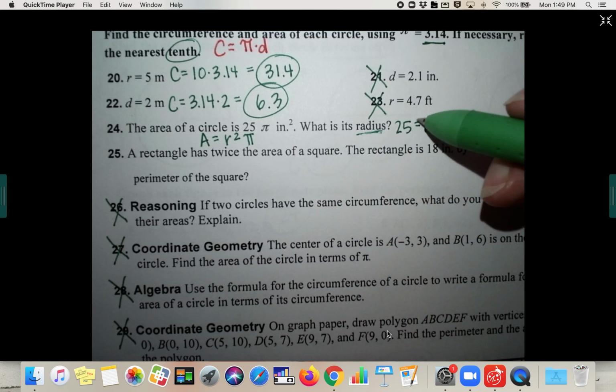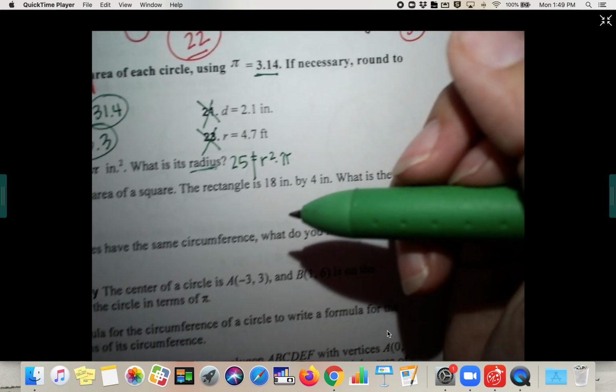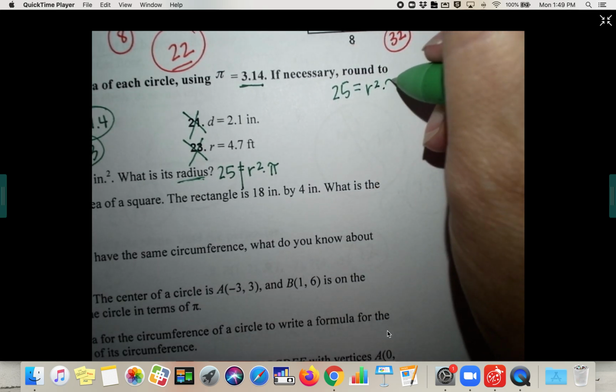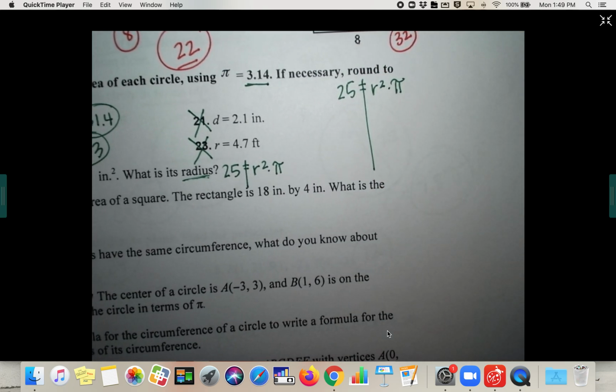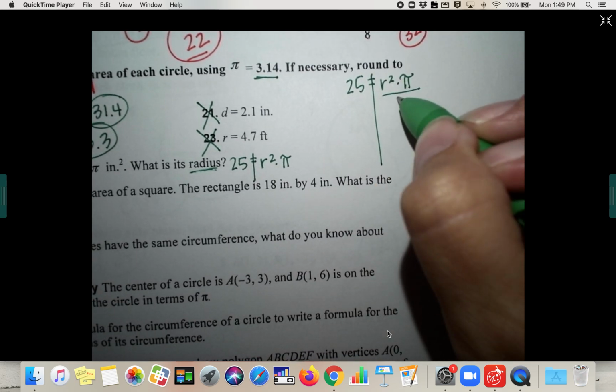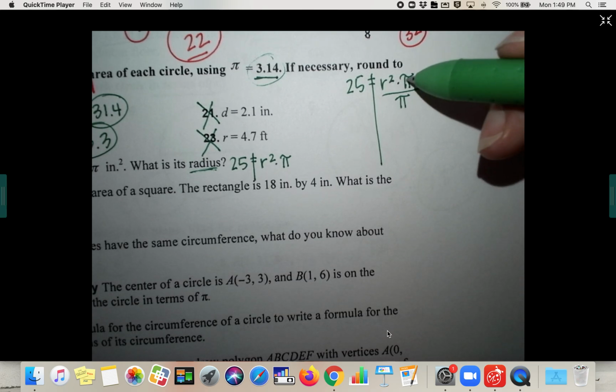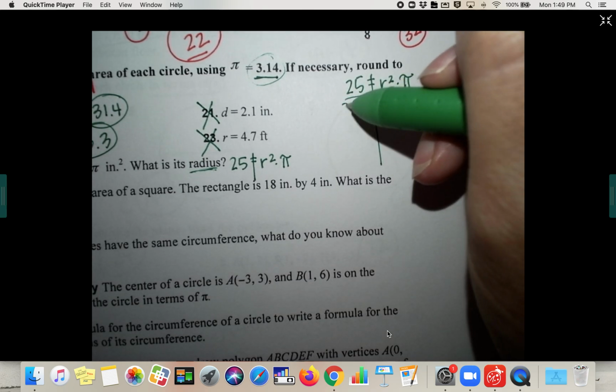So I like this one. So here, I'm going to work it out over here where I have a little bit more room. So 25 equals radius squared times pi. All right, if we're solving this, we will divide both sides by pi because we're going to use 3.14. So I probably should have just written 3.14, but that's okay. Here, I'll put it right here.